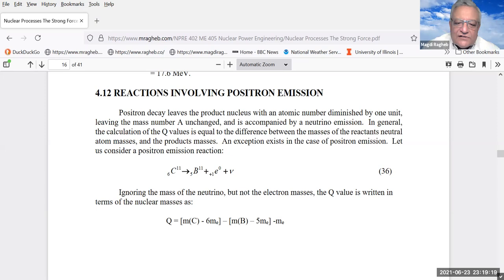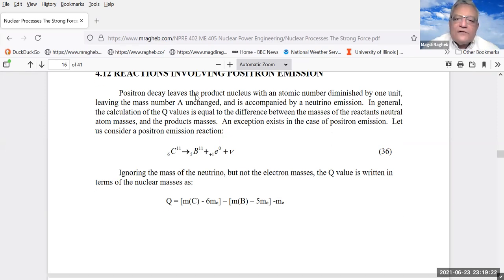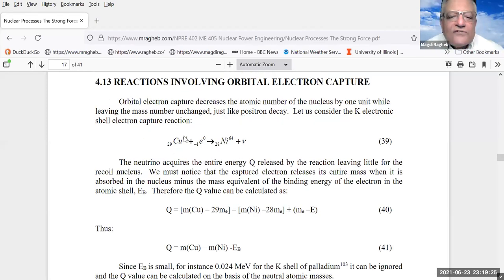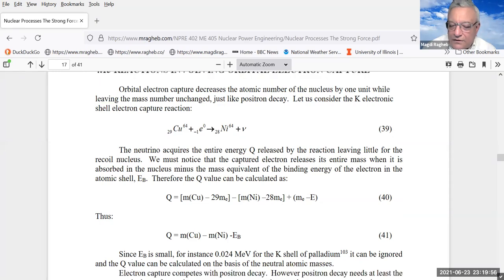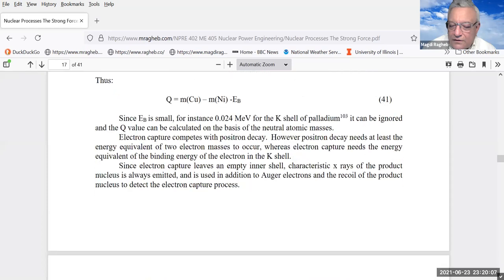And there are exceptions like this in the rest of the periodic table. Now, this is a reaction also where copper 64 has an excess number of protons. In that case, instead of emitting a positron, it grabs an inner shell electron, and that's called the orbital electron capture, and a nickel 64 isotope and a neutrino are emitted. In that case, we can use the neutral masses, but take into account the difference in the binding energy of the shell electron. It's 0.025, for instance, for palladium 103. So we have to really think about the different reactions here.